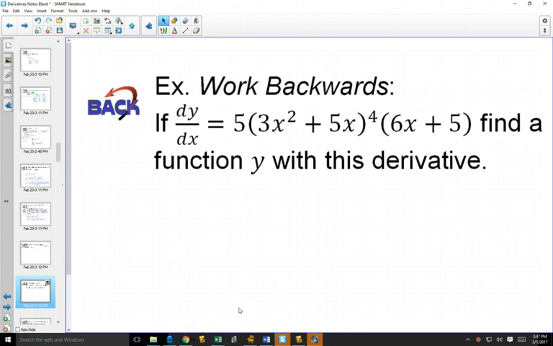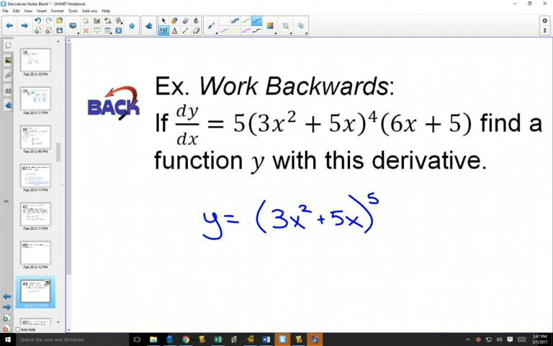So here's one that's already done. It's not been simplified or anything. But can you see that a chain rule has happened? Can you see that the 6x plus 5 is the derivative of the inside of that function? So that means that our original function would have been (3x squared plus 5x) to the power of 5.